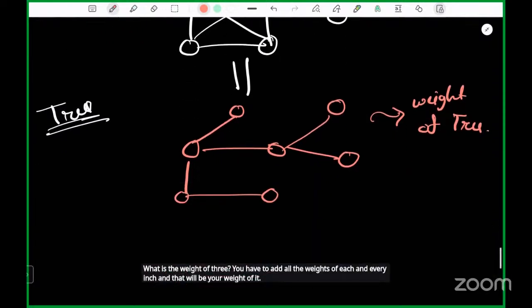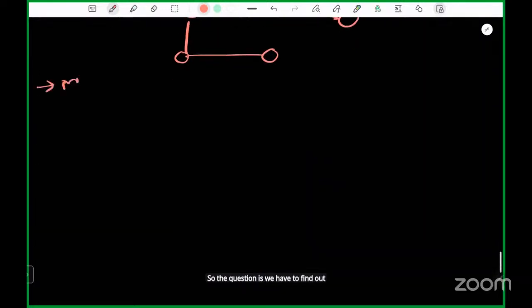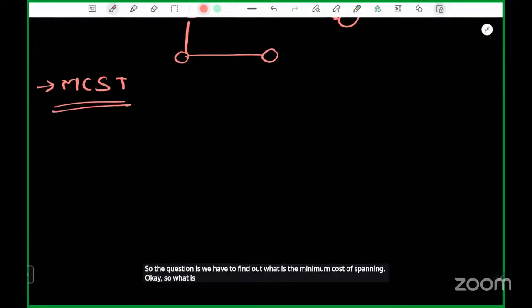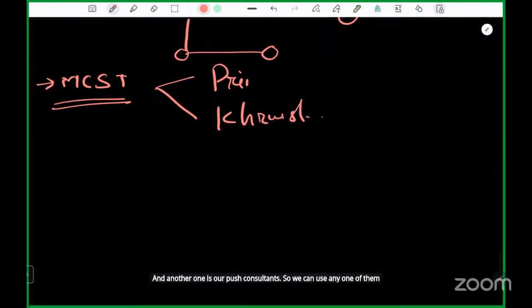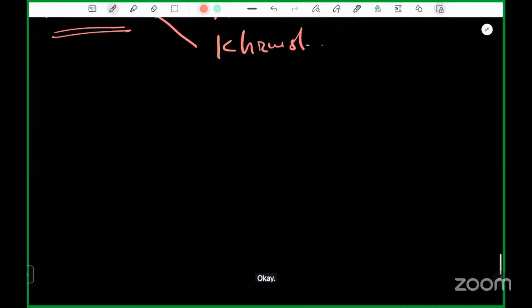So the question is we have to find out the minimum cost of a spanning tree. So what is the cost of a minimum spanning tree? For that, we have two algorithms. One is Prim's algorithm and another one is Kruskal's algorithm. So we can use any one of them to answer this question. I'll take one example to discuss these algorithms.